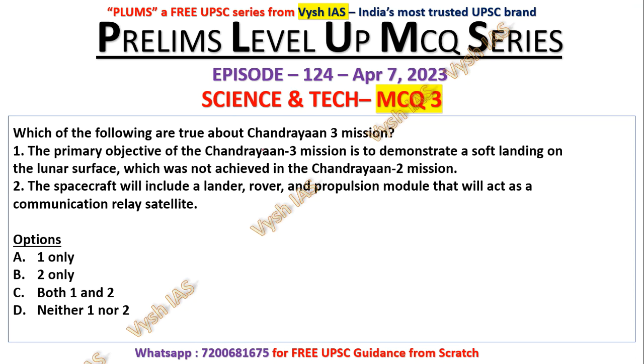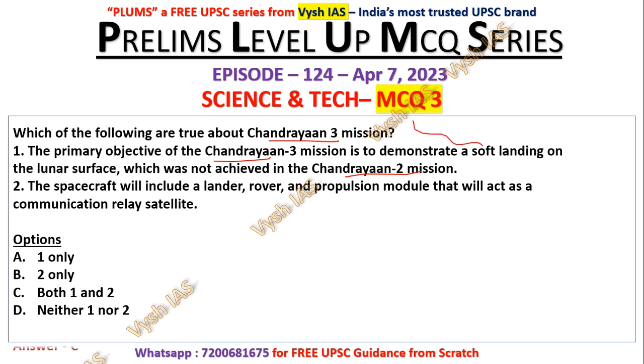Chandrayaan 2 and 3 and the differences between them, that also you should know. On the ISRO website itself, everything is given in detail. Whenever they have a mission, they give it with pictures and with the payload and the launch vehicle. Everything will be given there in detail, so you can read that itself instead of depending on any other source.